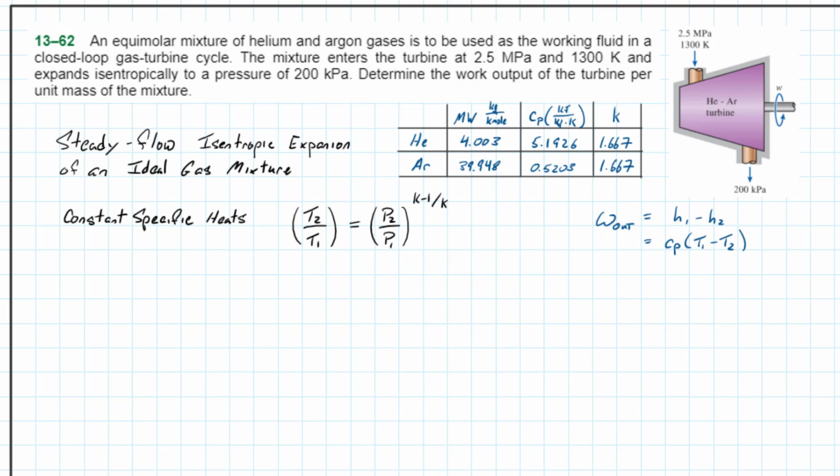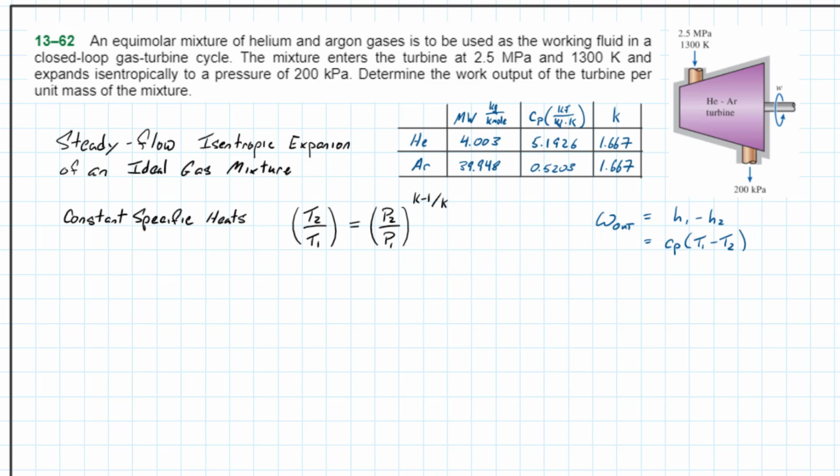Now, we can work this problem in a number of different ways. The way I'm going to choose to work out this problem is to determine an average specific heat at constant pressure for the mixture. I didn't do that in the previous problem. It would probably be good for you to go back and work out that problem using the average specific heat at constant pressure, which I'm going to show you here, and you can see that the process will work.